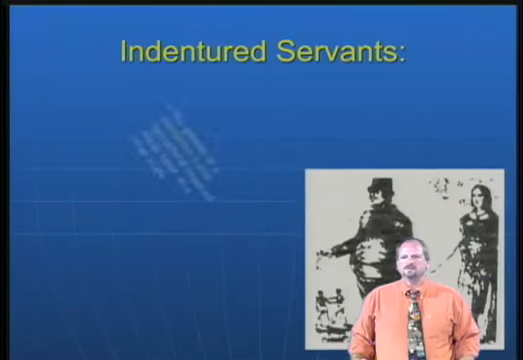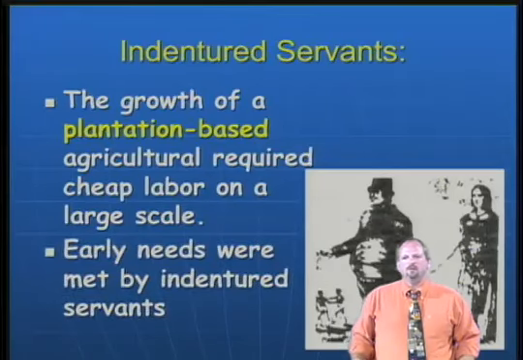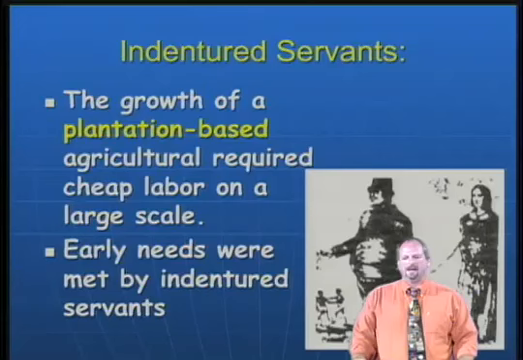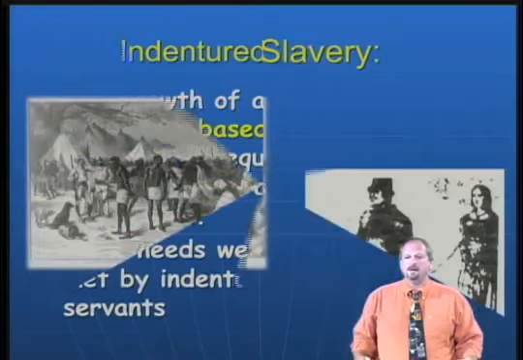The indentured servants. We've mentioned that these were people who were hired, their passage paid across the Atlantic, to work on a plantation for a series of years before they would be freed and get a piece of land for themselves. The growth of plantation-based agriculture required cheap labor on a large scale, and these indentured servants became the first and primary use. So these early needs were met by indentured servants. Again, we get the cheap labor and also populate the colony.